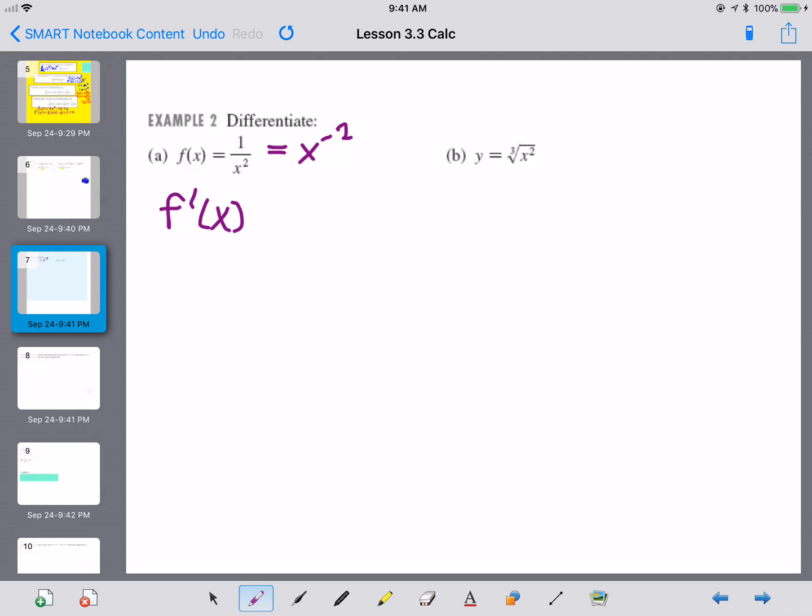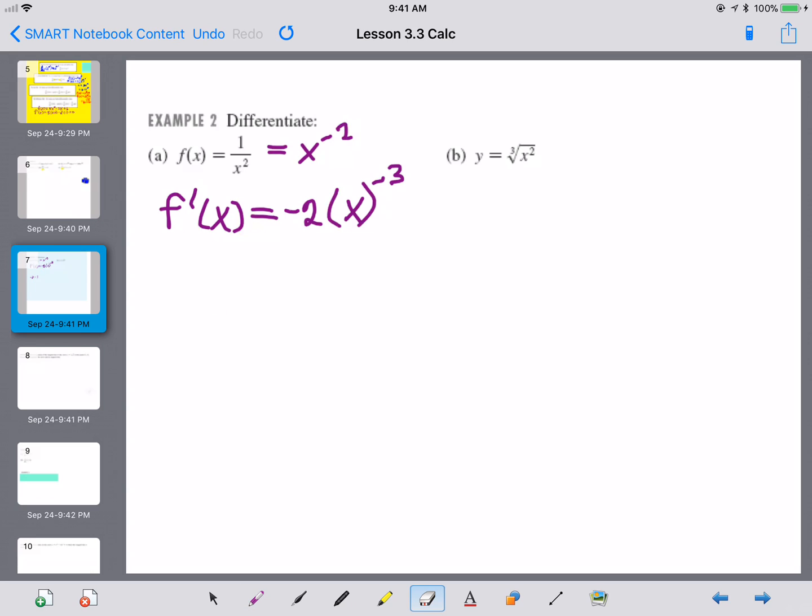So for the derivative, you just drop the negative 2 down in front, and then we get an x to a power that goes down by 1. Now be careful. What is negative 2 minus 1? It's negative 3. So that is your answer.